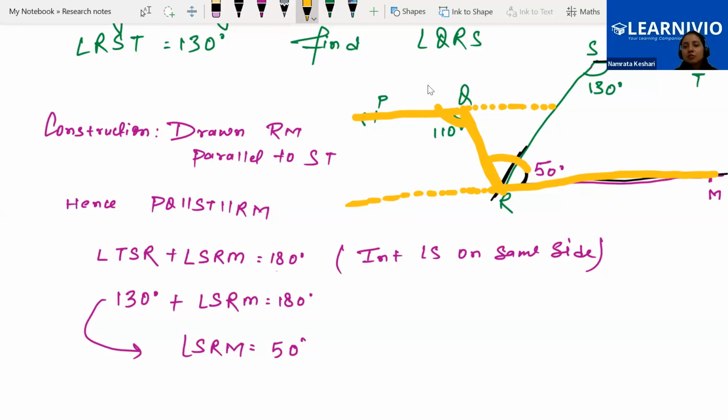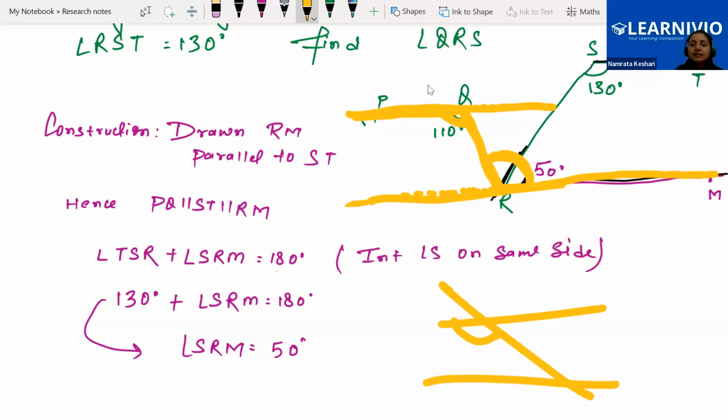So can we say this total will also be? 180. Not 180. 110. Yes. Exactly. Does it look like this alternate interior? Yes or no? Yes, ma'am. So let's write the name properly and then we will be able to find QRS.